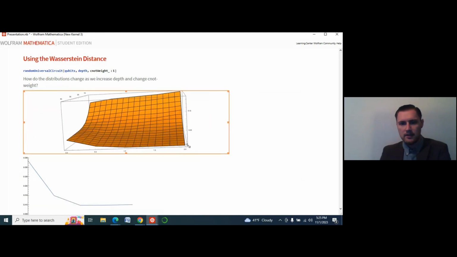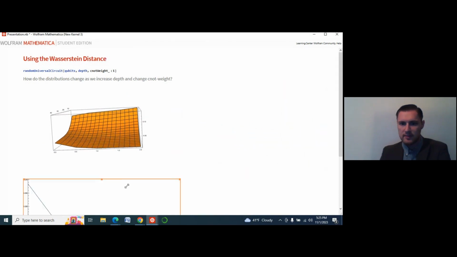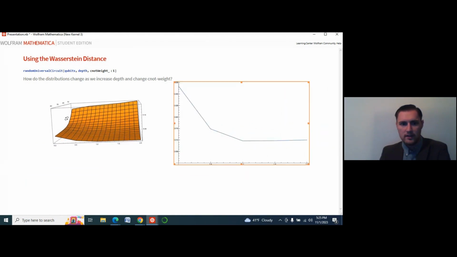Now, here is the Wasserstein distance, basically just one cross section of this. And so you can see that, I'm sorry, for some reason, when I brought this over from the notebook I generated it in, it did not keep the axis labels.